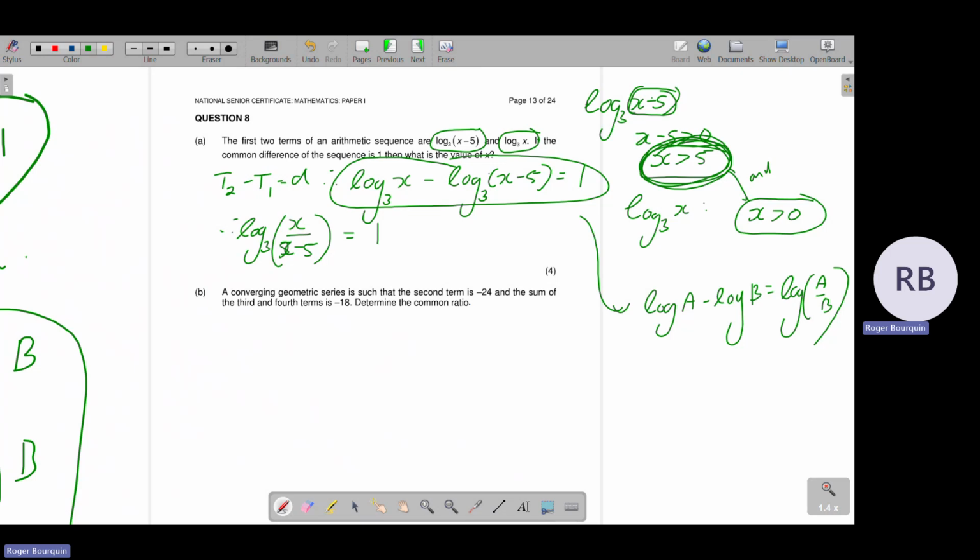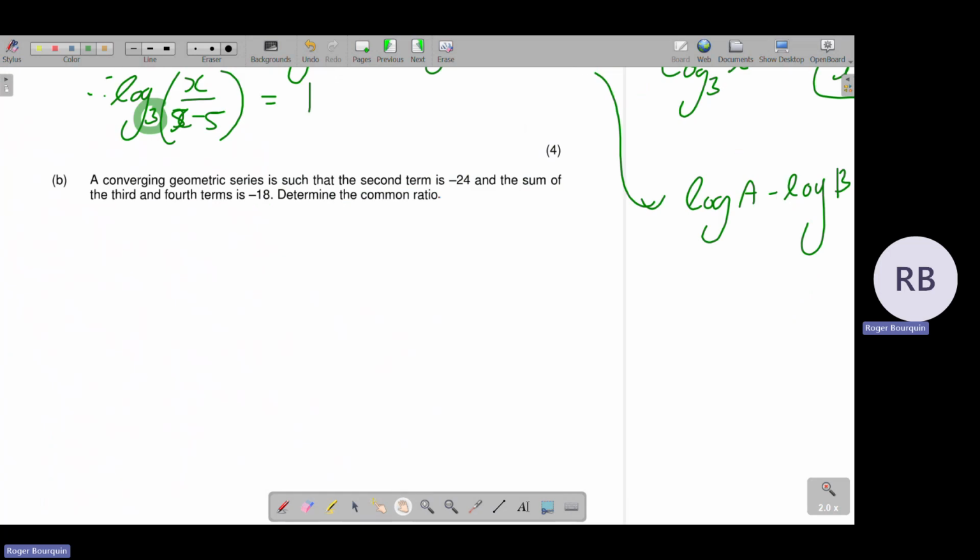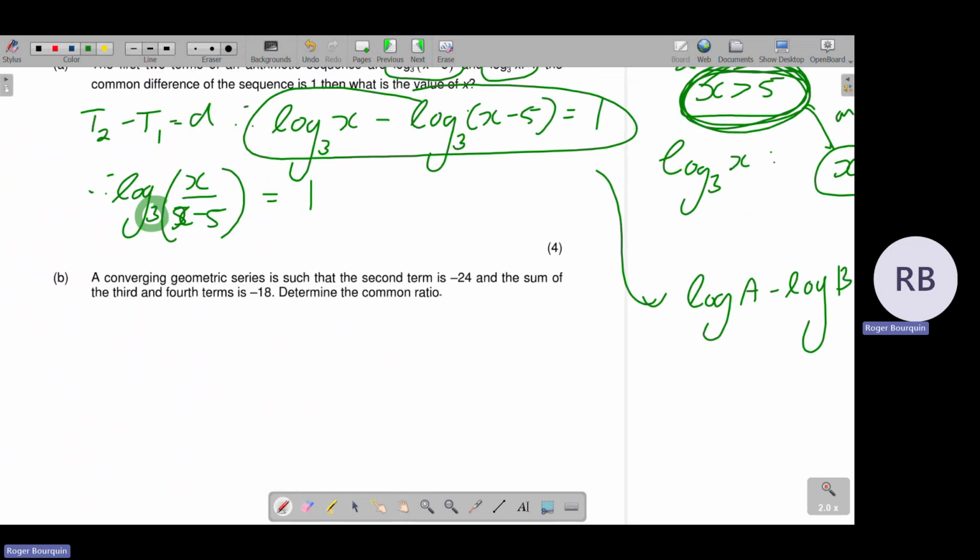Are we happy with that? How do I solve the log equation? You write it in exponential form. So go rewrite that log equation as an exponential equation. 3 was your base, it stays your base. This goes to the top, so I get 3 to the 1 is equal to what? x over x minus 5.